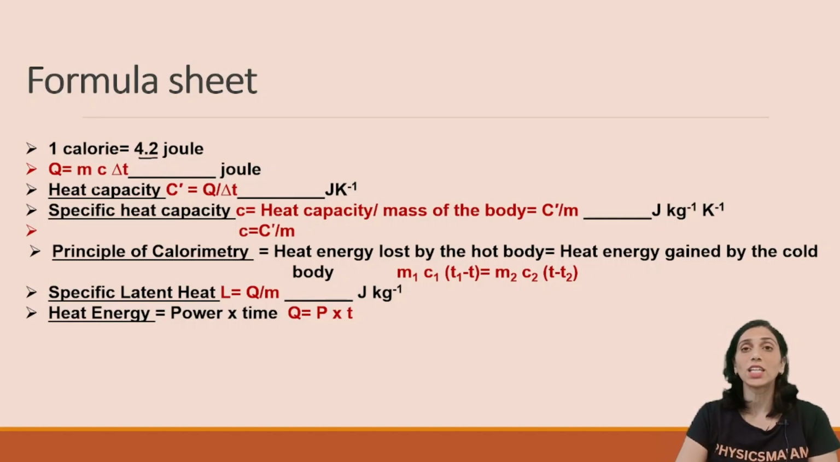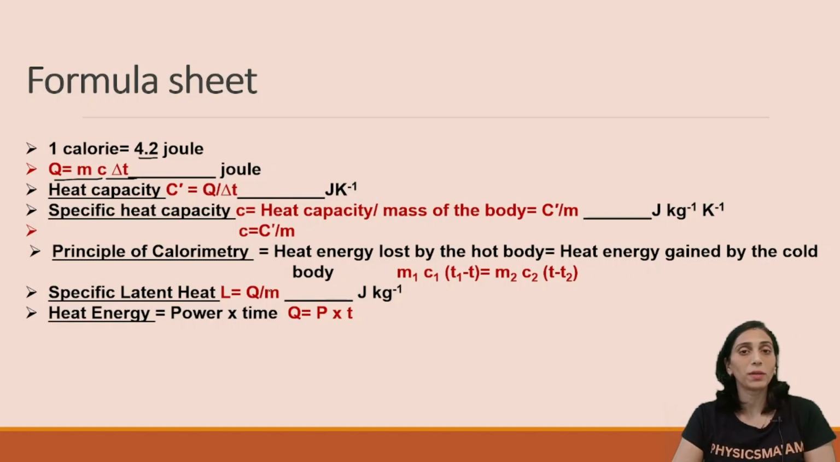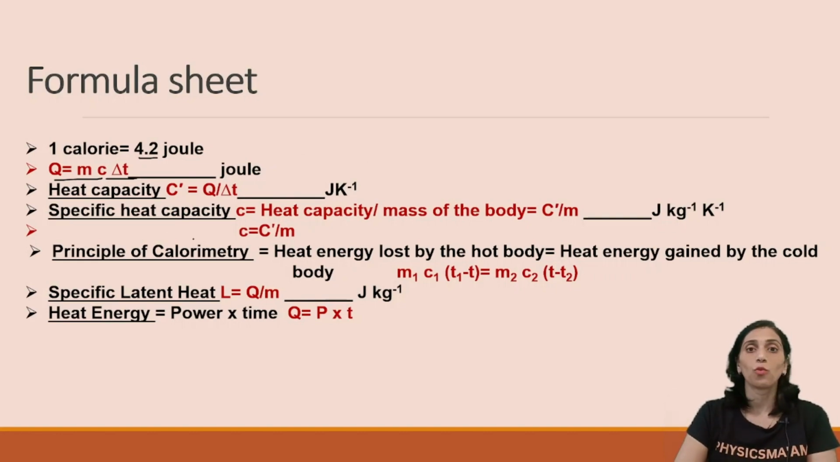Now next is heat energy. This formula we are going to use everywhere. Even if we look at the principle of calorimetry, this is the only formula being used. This is the most common formula used in the chapter calorimetry. What is the formula? Q, that is heat energy, is equal to mc delta T.